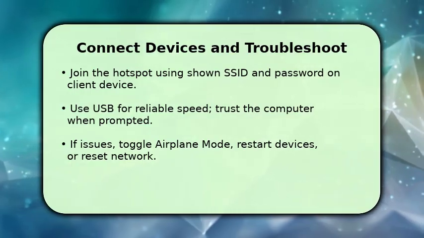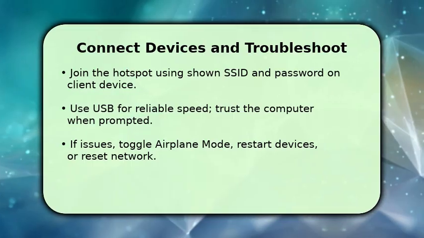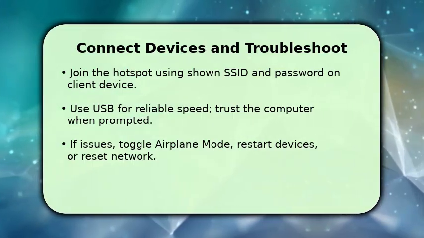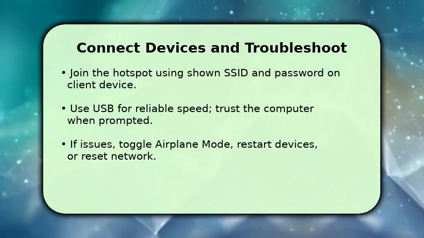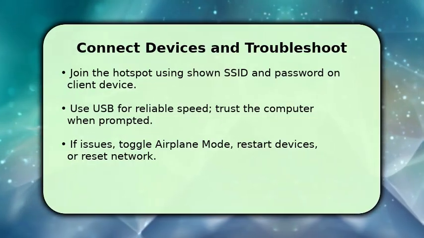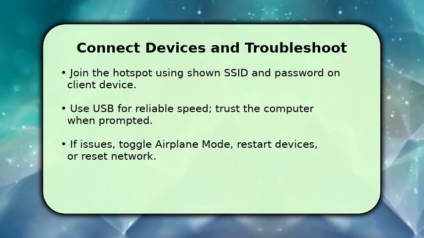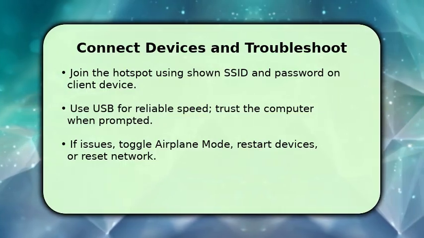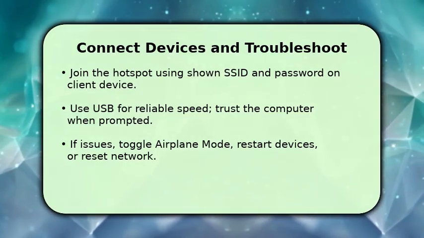If a device can't join, try toggling airplane mode on the iPhone, restart both devices, and if needed, reset network settings. That reset clears incorrect APN or Wi-Fi credentials and usually resolves persistent hotspot failures.